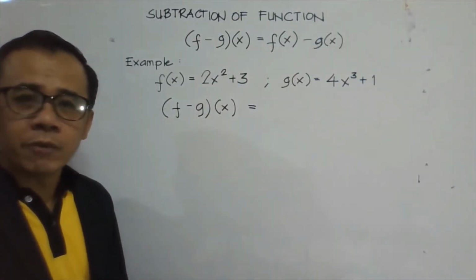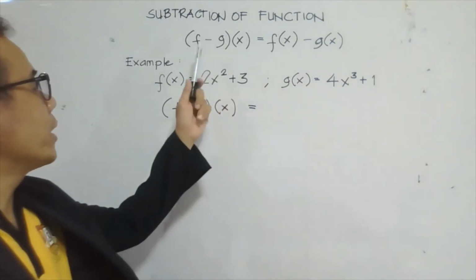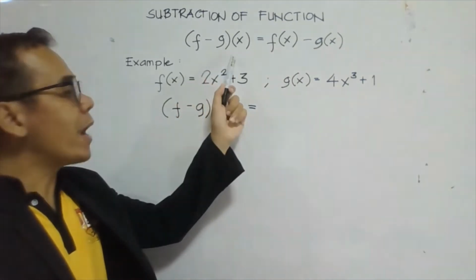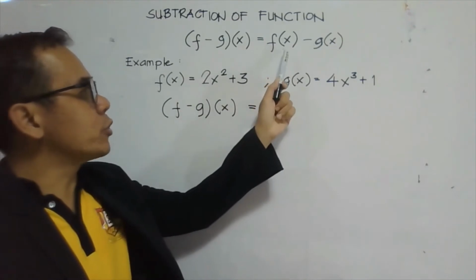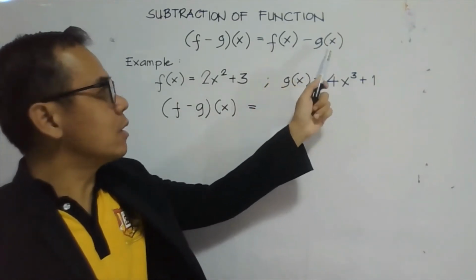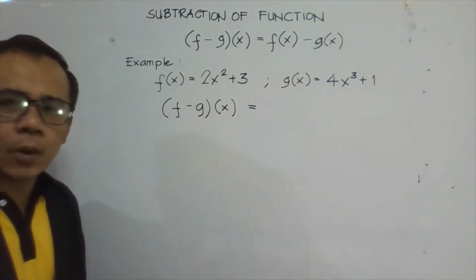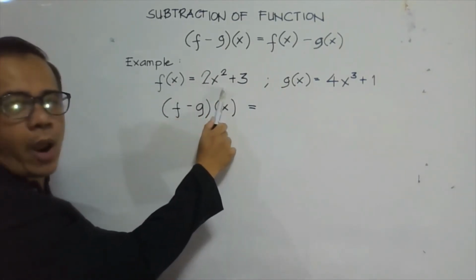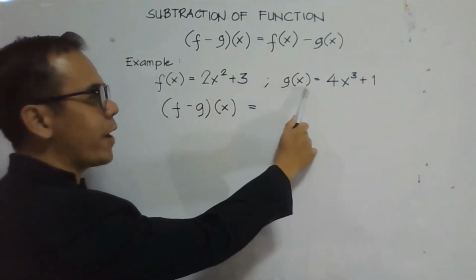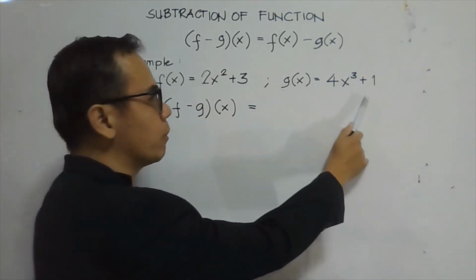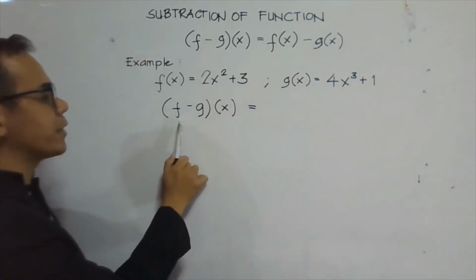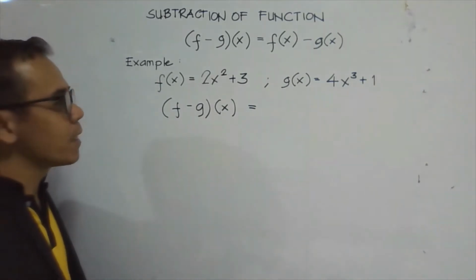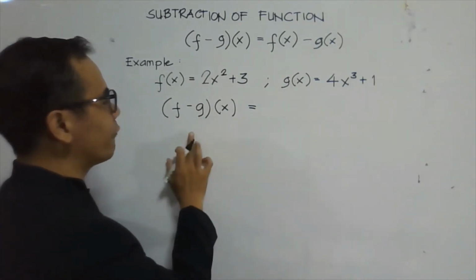For the subtraction of functions, we have this formula: f minus g of x is equal to the function of f minus the function of g. So for example, we have this given: our f of x is equal to 2x squared plus 3 and our g of x is equal to 4x cubed plus 1, and you are asked to find the difference of the two functions. So this is how we're going to solve for it.